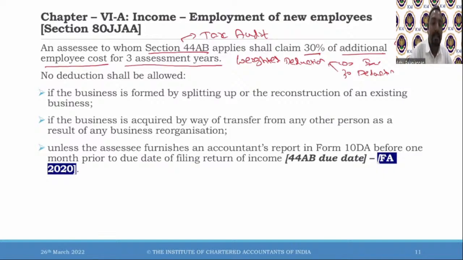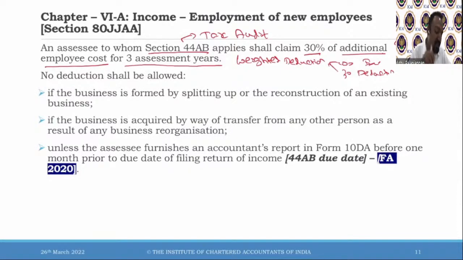In some cases, deduction shall not be allowed. Basically, if the business is formed by splitting up or reconstruction of an existing business. Just to misuse this provision, what if I split my business into 2 divisions? Let's say I'm manufacturing biscuits and chocolates. I split biscuit as one company, chocolate as one company. Whatever employee I move from the biscuit company to the chocolate company is not a new employee. So that's why it should not be a splitting up or reconstruction of an existing business.